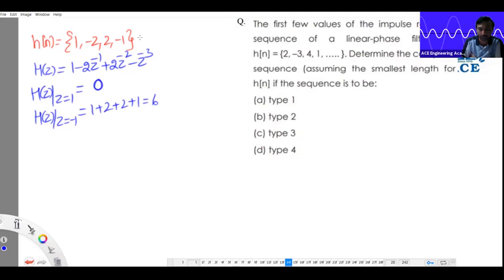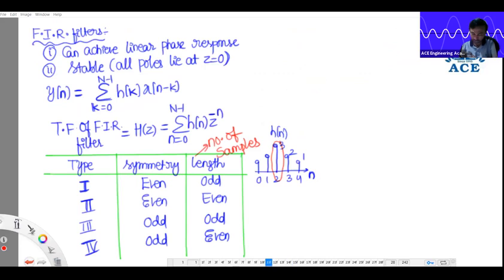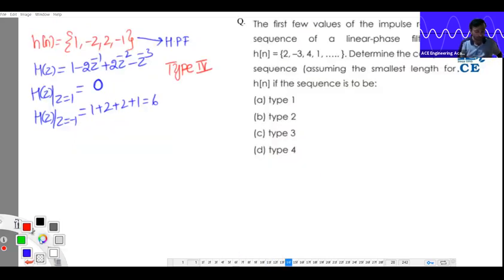Starting 0, ending 6 means high pass filter. Type 4, if you want, you check. Odd symmetry with even number of samples is a type 4 system or not?